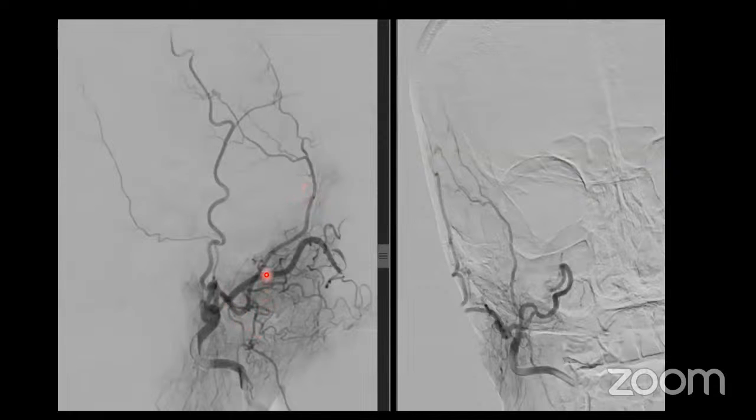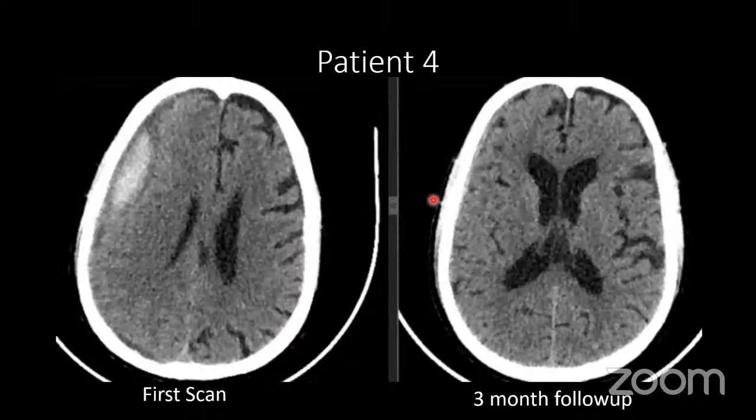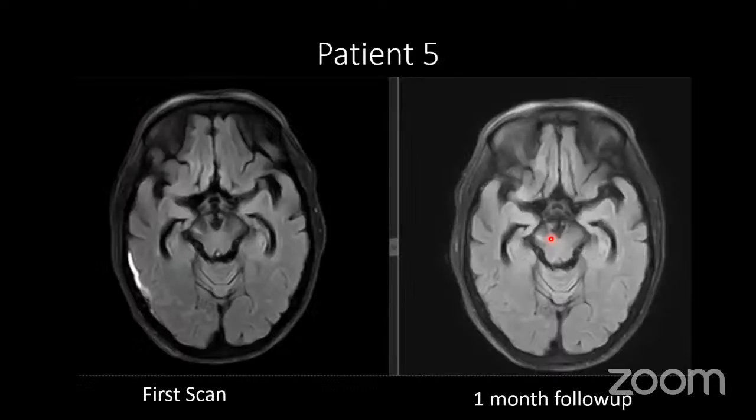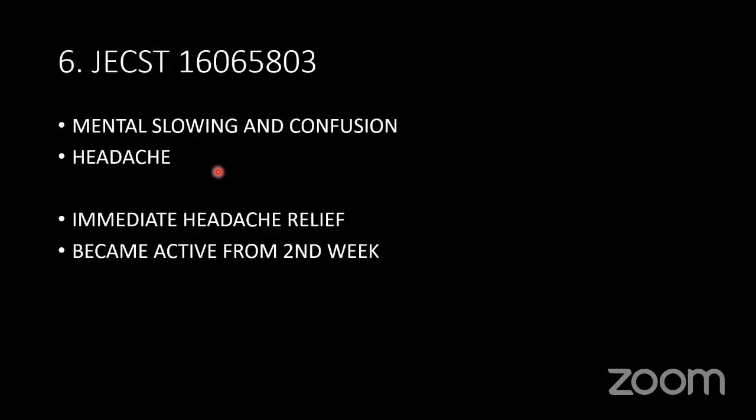Middle meningeal artery was not having a normal anatomy, but we could embolize, and third month follow-up scan was normal. And another patient, recurrent fall, behavioral disturbance, already on dual antiplatelet therapy, and after MMAE, he became asymptomatic from second week. So the collection was very less, and after embolization, that collection got relieved.